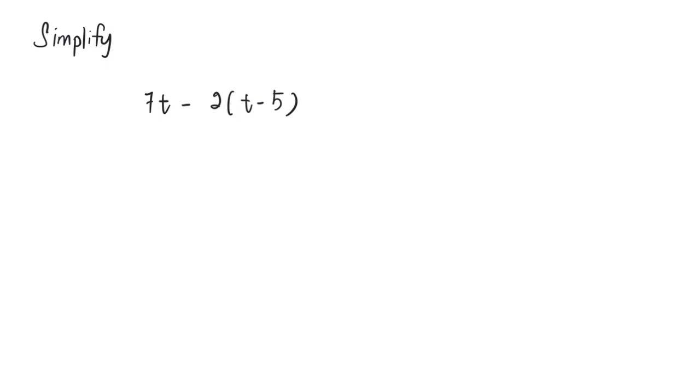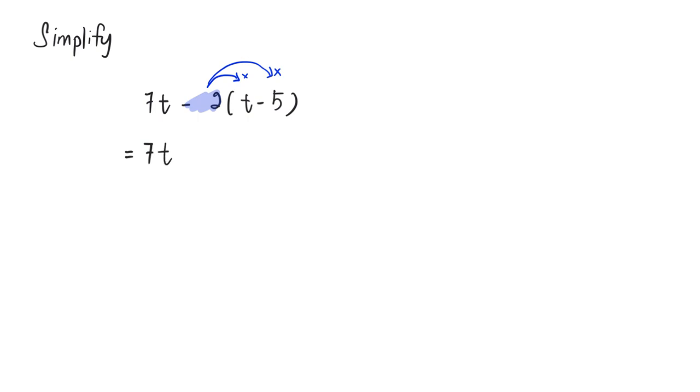Hello everyone, welcome to this question where we are required to simplify the following. Do take note, this means that we are actually using 7t minus 2 groups of t minus 5. That should be the understanding for this question. Meaning that you will see Mr. Tan here going to expand and simplify the brackets.